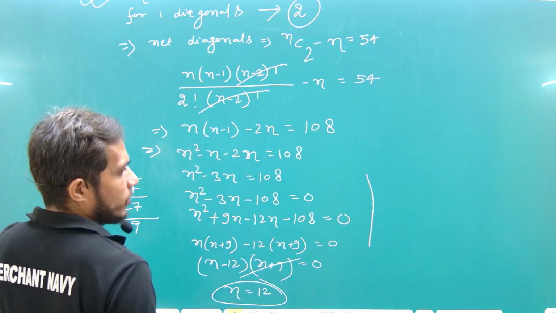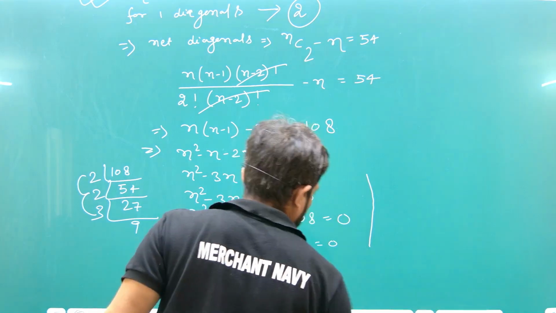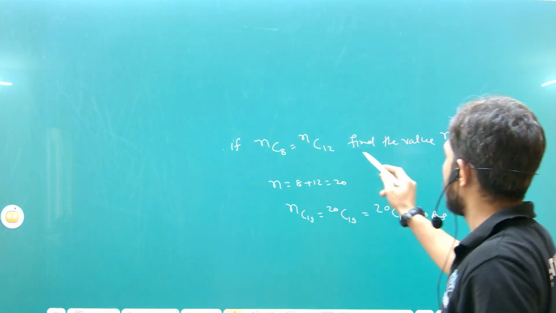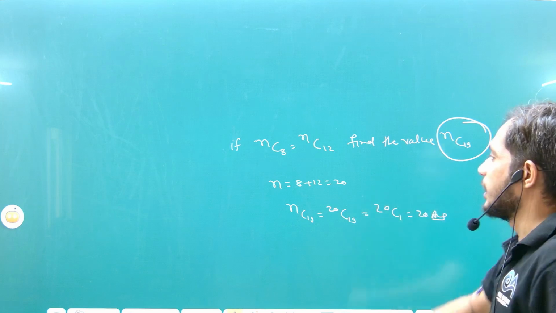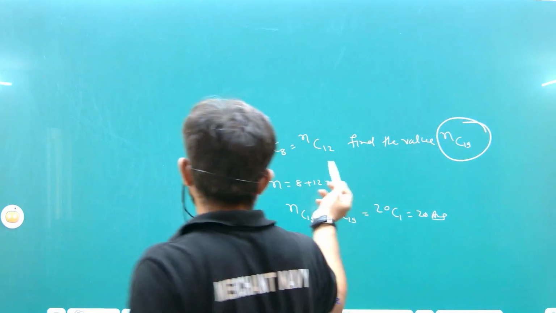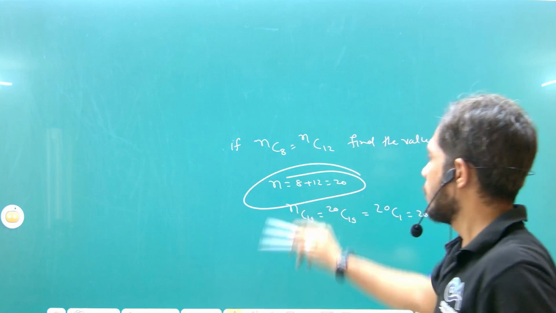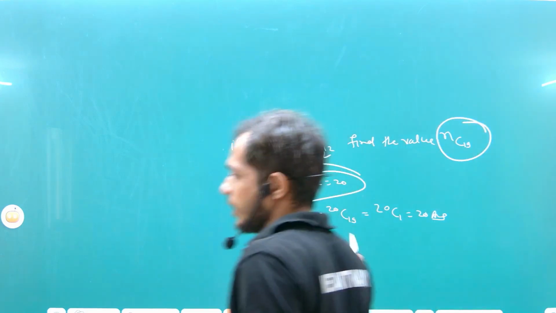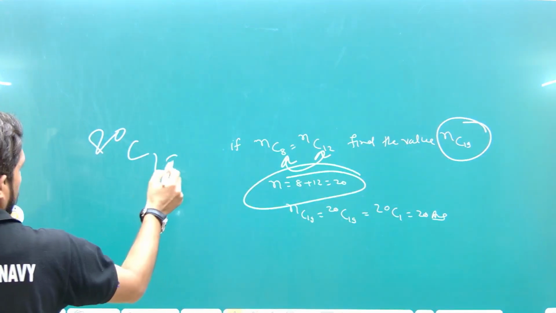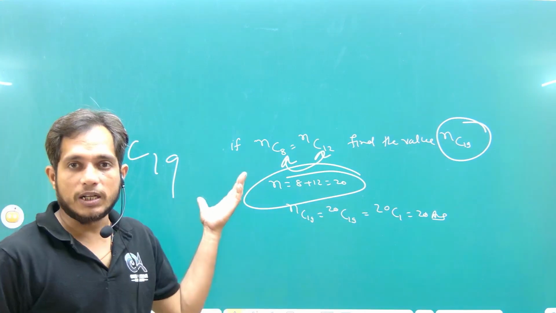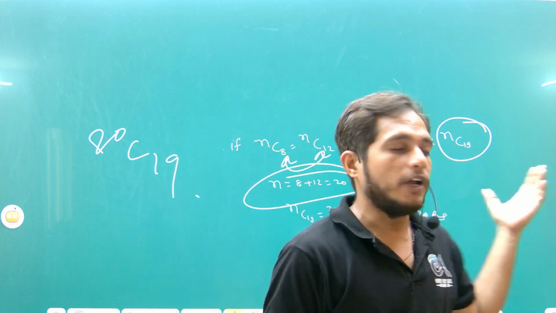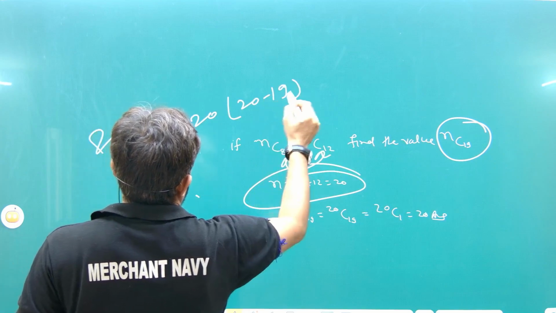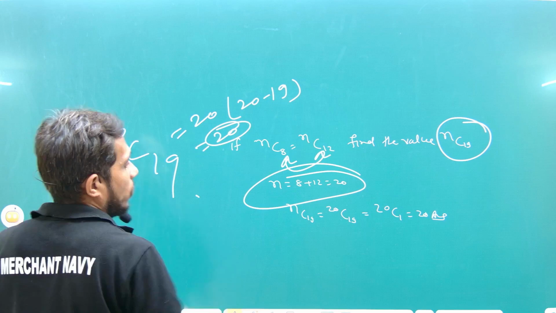Okay. Now let's move towards another question. If nC8 is equal to nC12, find the value of nC19. You need to find out the value of n. So n becomes 20 here. When n becomes 20, 20C19 will equal 20 into their difference. So that becomes 20.